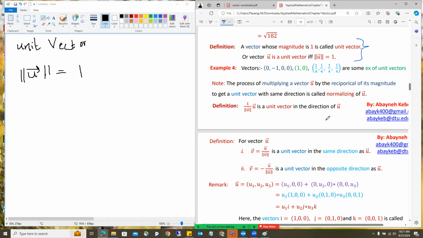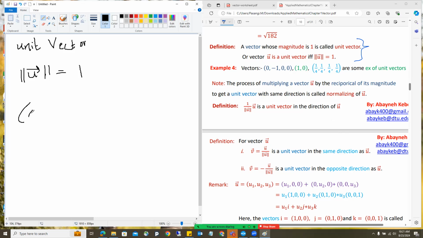Yes. Okay. Now, how do we define these vectors? If we have something like 0, minus 1, 0, 0, a 4-dimensional vector, and if you find out the magnitude, this magnitude would be 1. So these kinds of vectors we call unit vectors. Unit vector means the magnitude of that vector is equal to 1. That's what we have there.